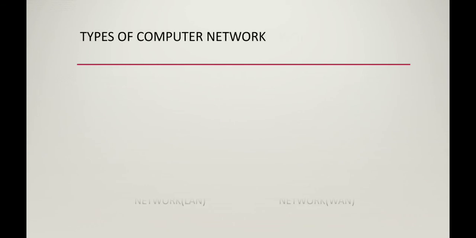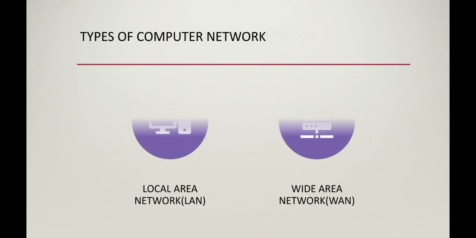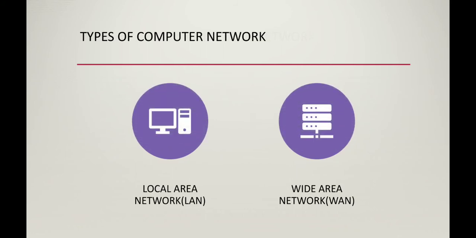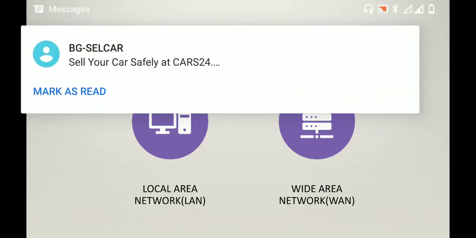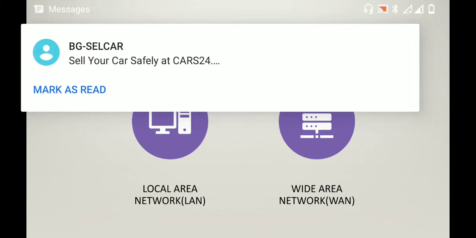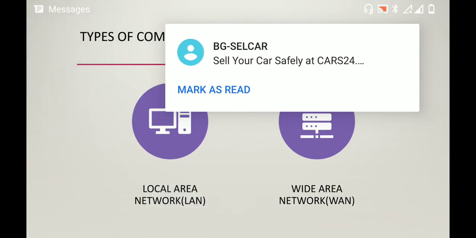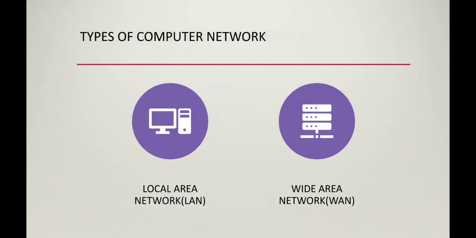Types of computer network. Mainly there are two types of computer network: local area network, LAN, and wide area network, WAN. LAN is a system that interconnects the computers inside a room or a building. The computer network in our school is an example for this. We must have heard about the computer networks of railways and banks. They are spread over the entire country. Such wide networks are WANs.